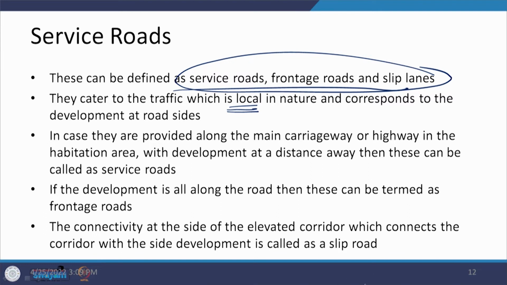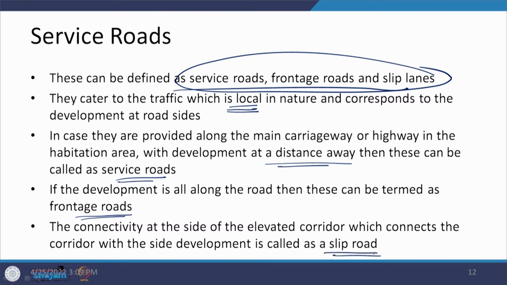Now, when we are talking about a road which is provided along a main highway and passes through a habitation, but the habitation is at a distance away, then it is purely defined as a service road. But if the habitation and the development is just at the edge of that particular road, then they are usually defined as frontage roads. And when we are talking about the elevated systems, elevated corridors, and the connectivity of those elevated corridors is provided with respect to the site development at a specified location, then that is through a slip road.